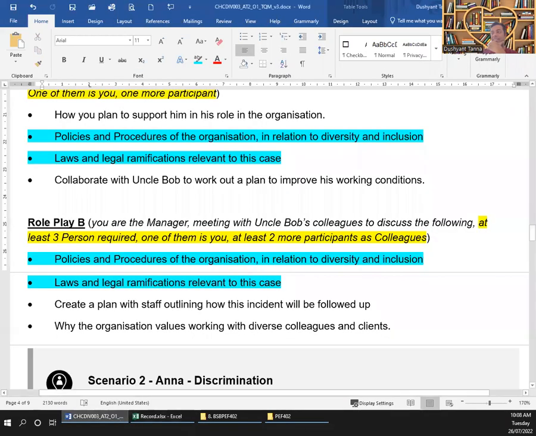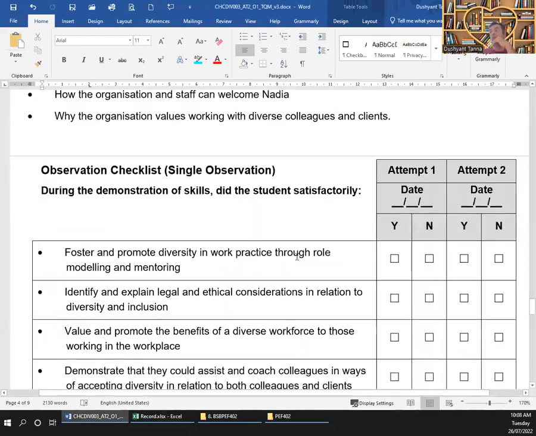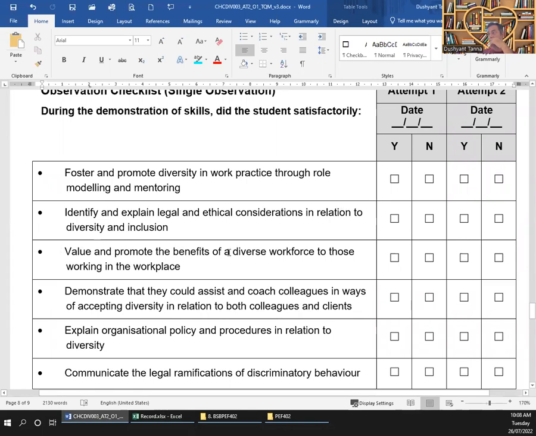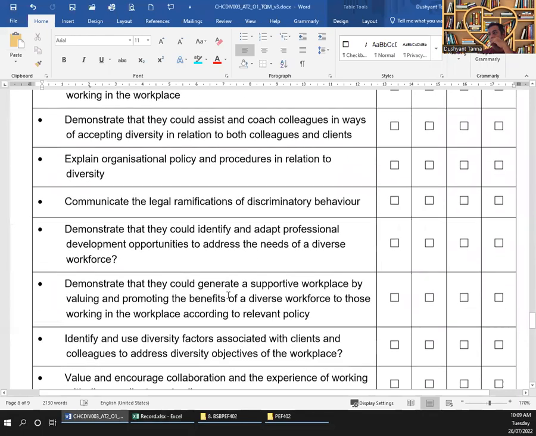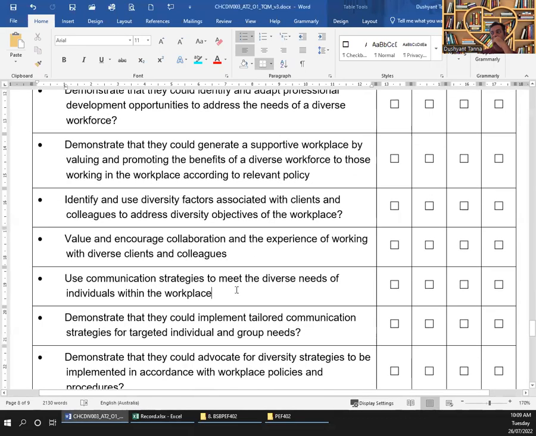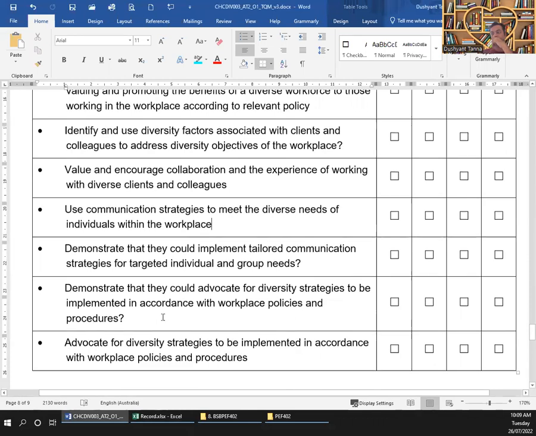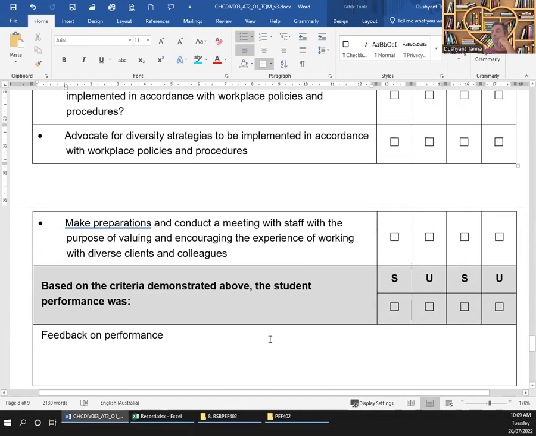Right. Now let me go back to the task. Michael asked a very good question: does one person do the talking, or does there have to be more than one response? It depends on the marking criteria. So if you go back to this, it doesn't specifically ask for it, but it will be really good.